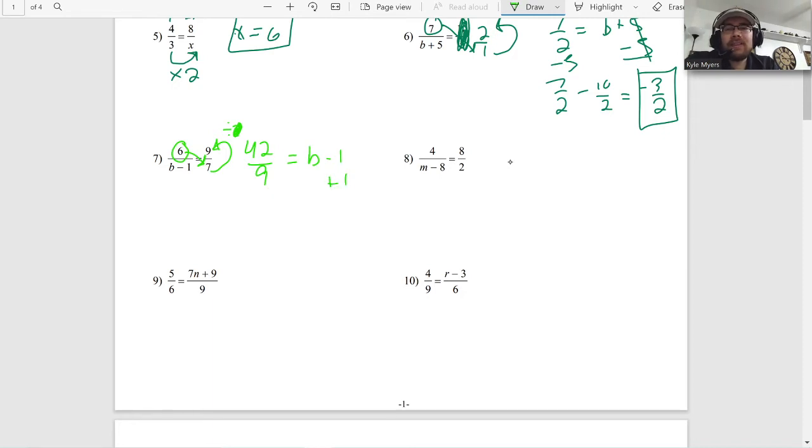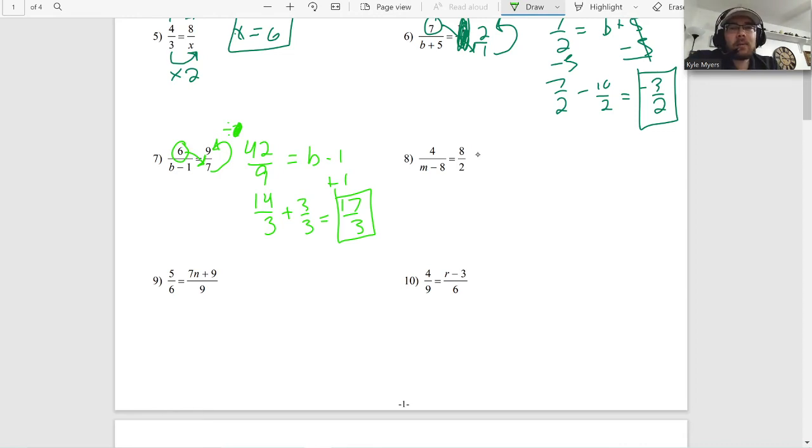Now 42/9 is not fully simplified. It divides by 3, so this is 14/3. We want to add 1 to both sides, so plus 3/3. And then this would be 17/3. Oof. Tricky fractions. I would have shown more steps on that one, but there's really not that much space on this worksheet to do so.